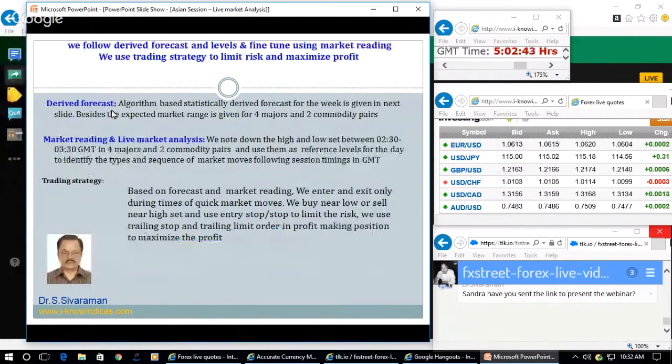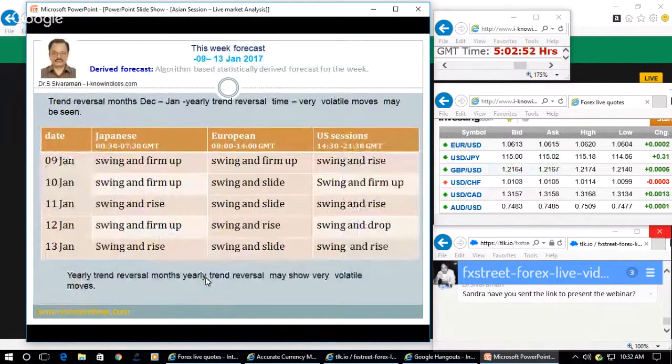So my trading system consists of the derived forecast, the market reading, and the trading strategy, so that consistently we should be able to earn money from the market. As I have been explaining since last month, December 2016, it is a yearly trend reversal time. That is, during the months of December and January, the market is known to make volatile moves, and that is referred to as the yearly trend reversal move.